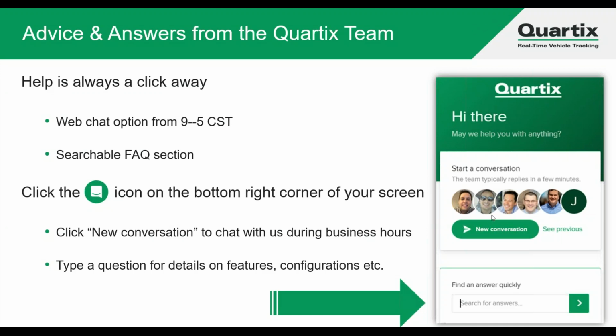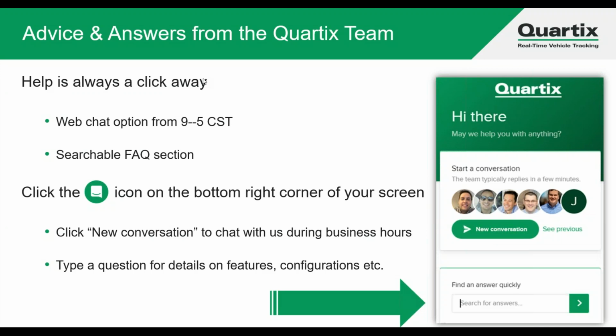So you'll see here we've got faces of some of my colleagues, and you would click where it says New Conversation, and then you'd be able to type in, hey, can you remind me how to do this feature? I have a question about my plan. I think I forgot my password, whatever you need.